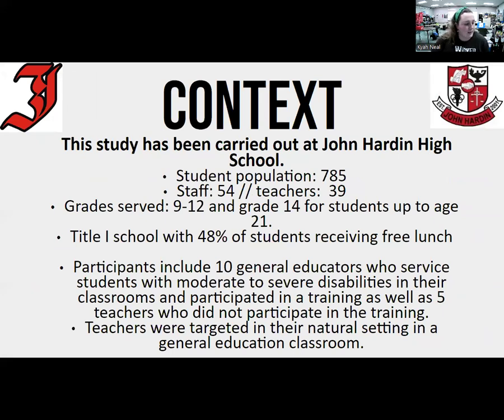This study was carried out at John Hardin High School. Student population 785. There's 54 staff, 39 teachers. We serve grades 9 through 12 and grade 14 for students up to age 21 receiving special education services. We are a Title I school with 48% of students receiving free lunch.